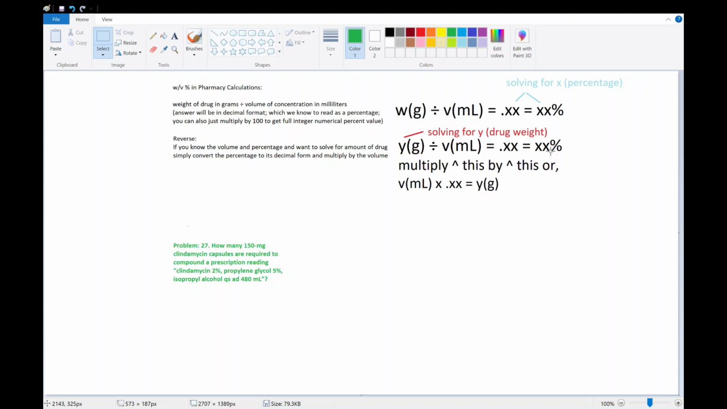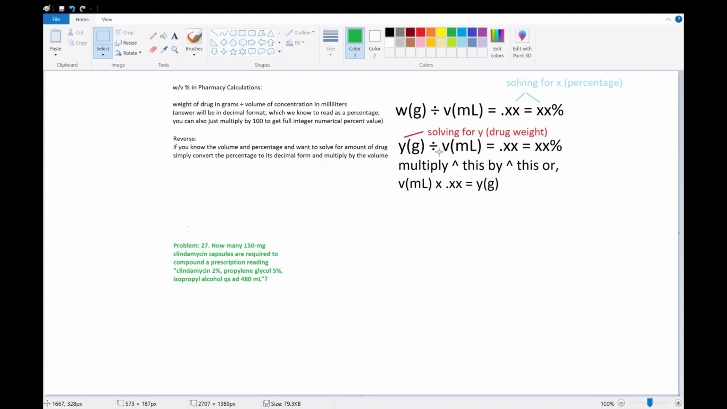What they're going to then be asking for is to solve for Y, which is now the drug weight, the dry product that we don't know, in grams. That's what we're going to be solving for. In the more common original method, which is the reverse, weight in grams divided by volume in milliliters gives us the percent expressed as a decimal. So the percent expressed as a decimal times the volume in milliliters should give us the weight of the dry product drug in grams.